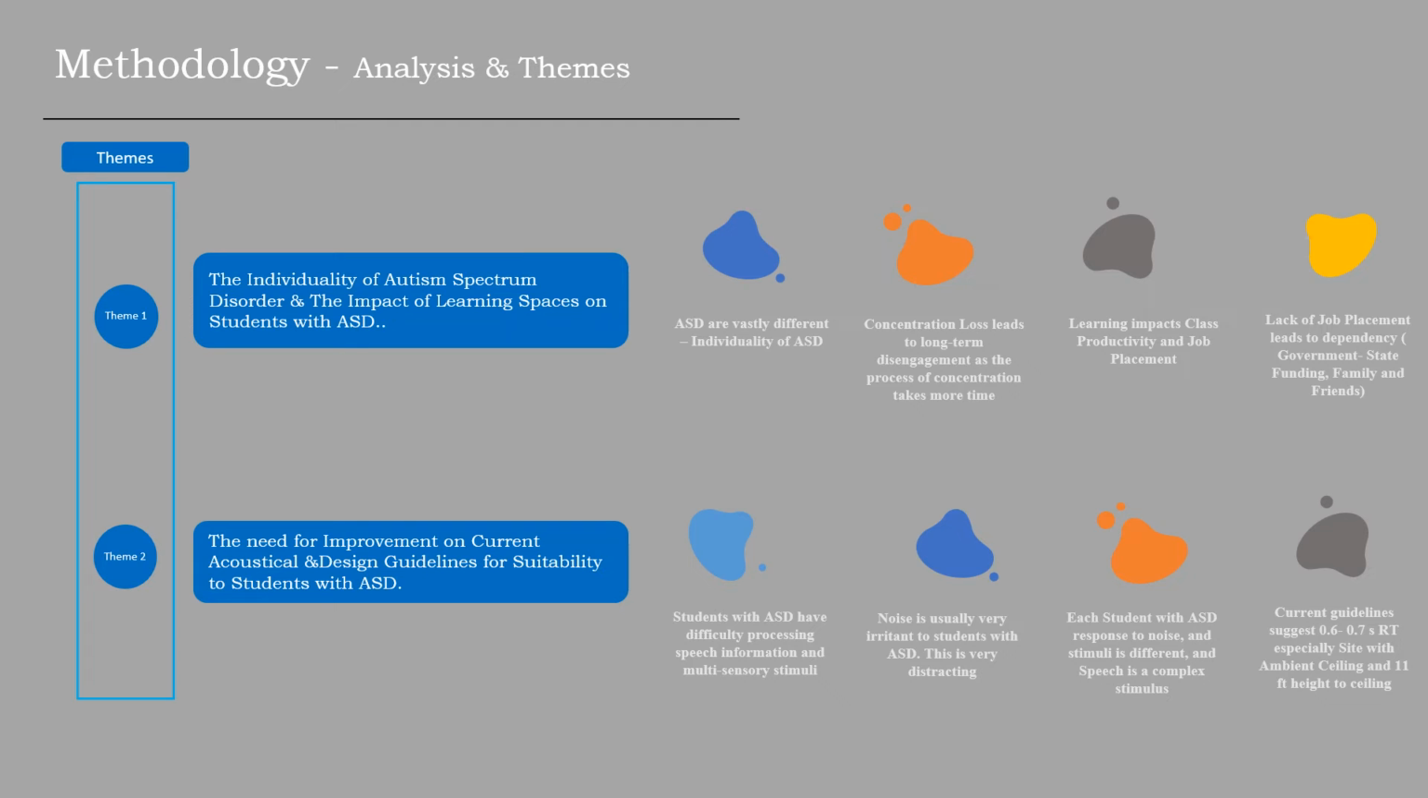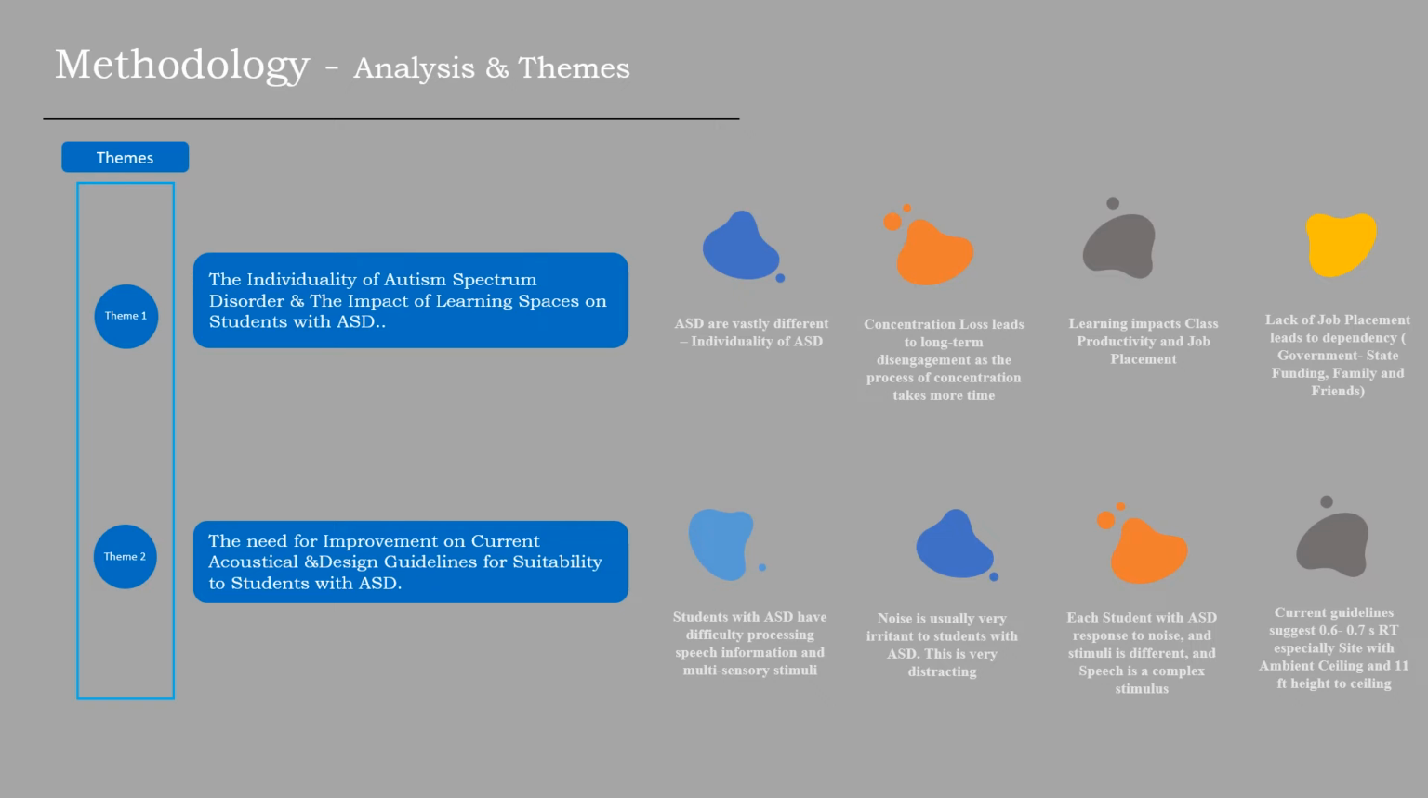So I'll discuss the methodology with the analysis and themes, and I'm going to talk about each theme independently and some of the big points from the themes. Theme 1: individuality of autism spectrum disorder and the impact of learning spaces on students with ASD. First, one of the major factors identified was that students with ASD are vastly different, despite the fact that there are categories. There is an individuality of ASD, so it's very important to understand that each student with ASD is vastly different.